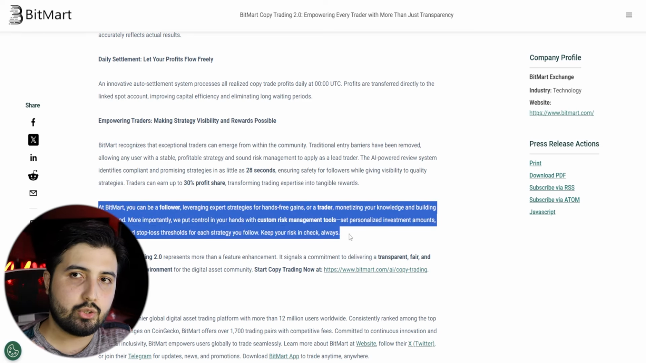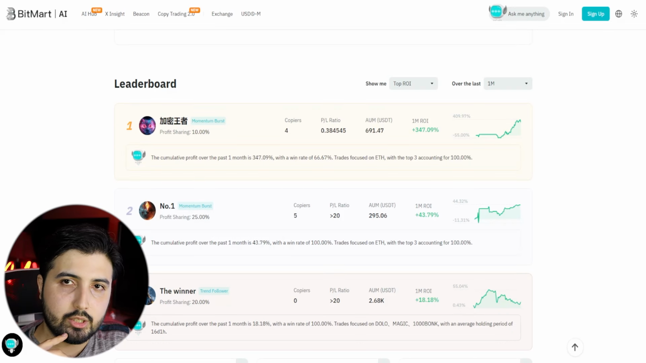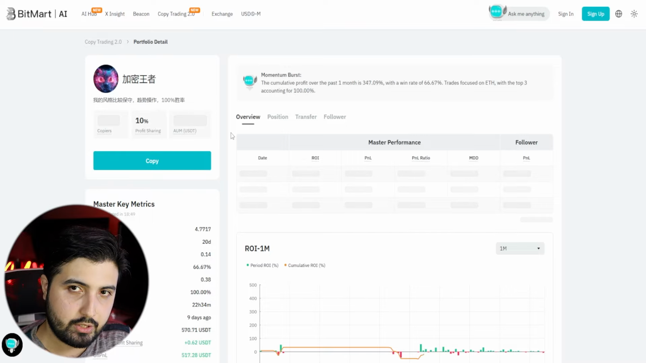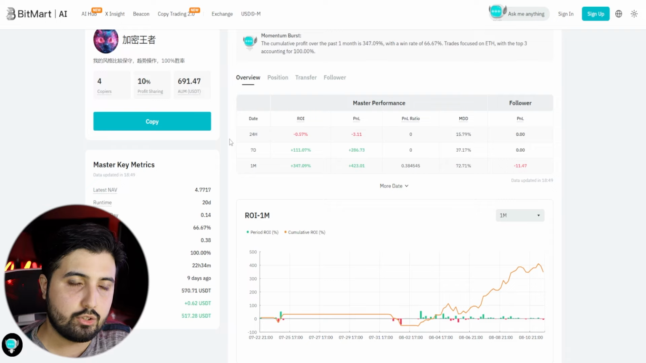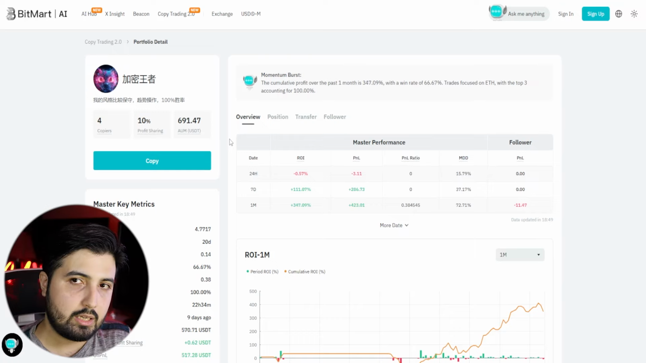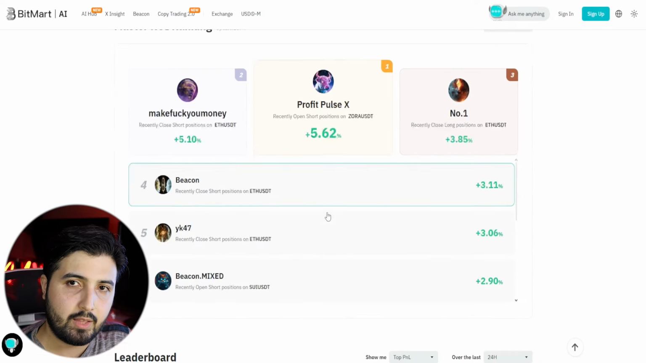BitMart has built-in stop loss and take profit settings, so you can decide in advance how much you're willing to risk and when to lock in profits. There is also drawdown protection, which means that if your account balance drops a certain percentage from its highest point, the system will automatically stop copying that trader to protect your funds. And everything is in real time. If your trader opens a position, it hits your account within milliseconds. And there's built-in slippage control to make sure you're getting the best possible execution price.